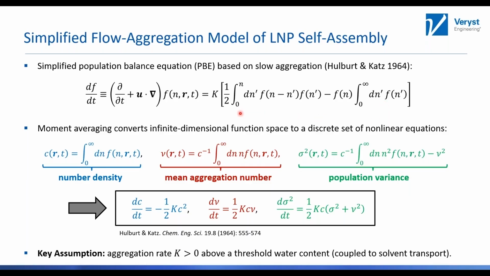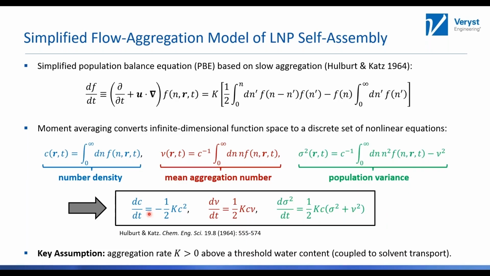We can make the problem even simpler by assuming that the aggregation kernel is a constant that is independent of the size of the aggregates. And then this problem is actually quite tractable. In fact, we can convert this infinite dimensional distribution function space into a discrete set of nonlinear equations of finite size by simply averaging this equation, multiplying by different powers of the number of lipids per aggregate and averaging. And so what we get are a coupled set of nonlinear equations for the number density, the mean aggregation number, and the population variance. This is the so-called method of moments.